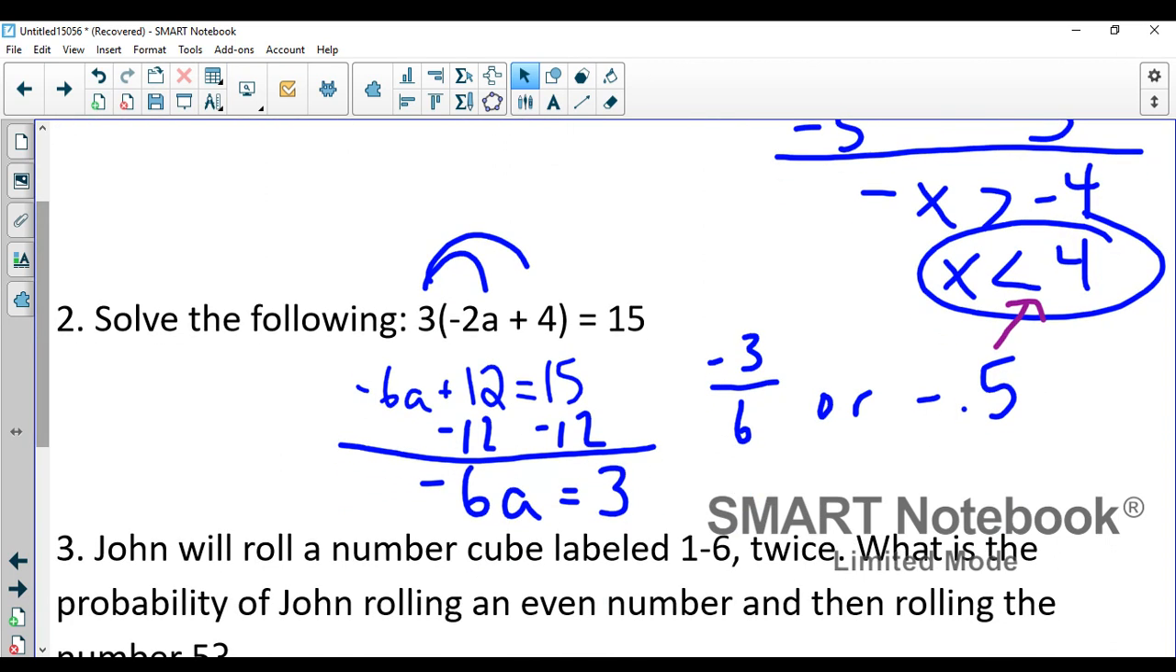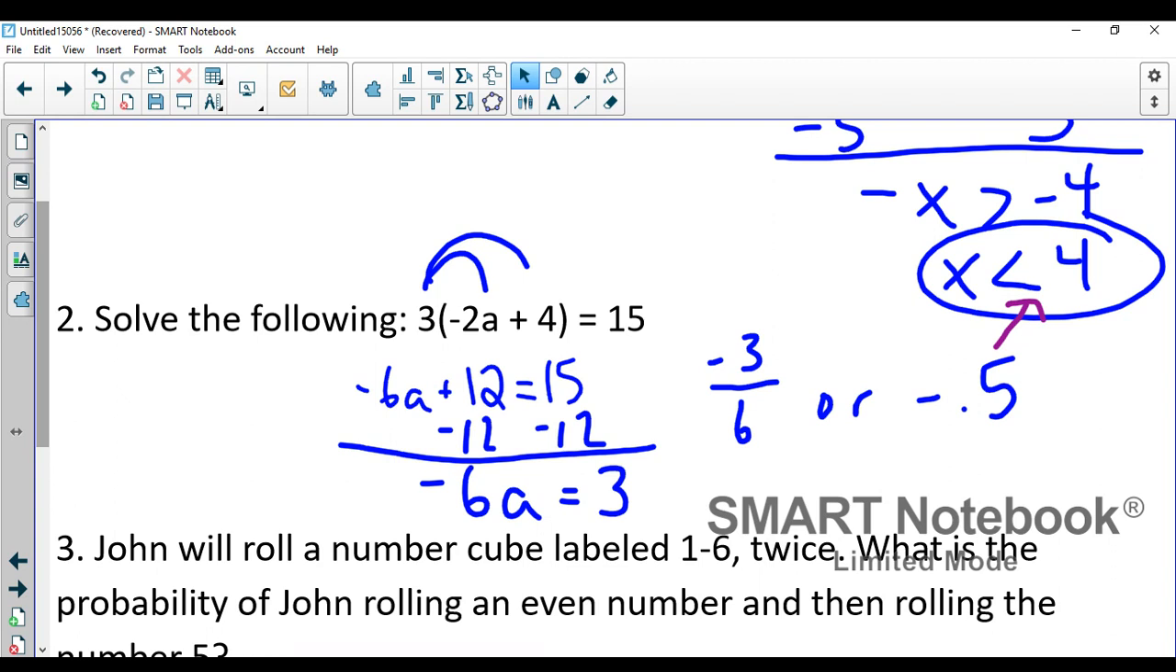Number two, solve the following. 3 parentheses, -2a plus 4 parentheses equals 15. You take 12 away from both sides after you distribute. So you get -6a equals 3. After that, we're going to divide each side by -6. So when you do that on a calculator, it gives you -3/6 or -0.5.